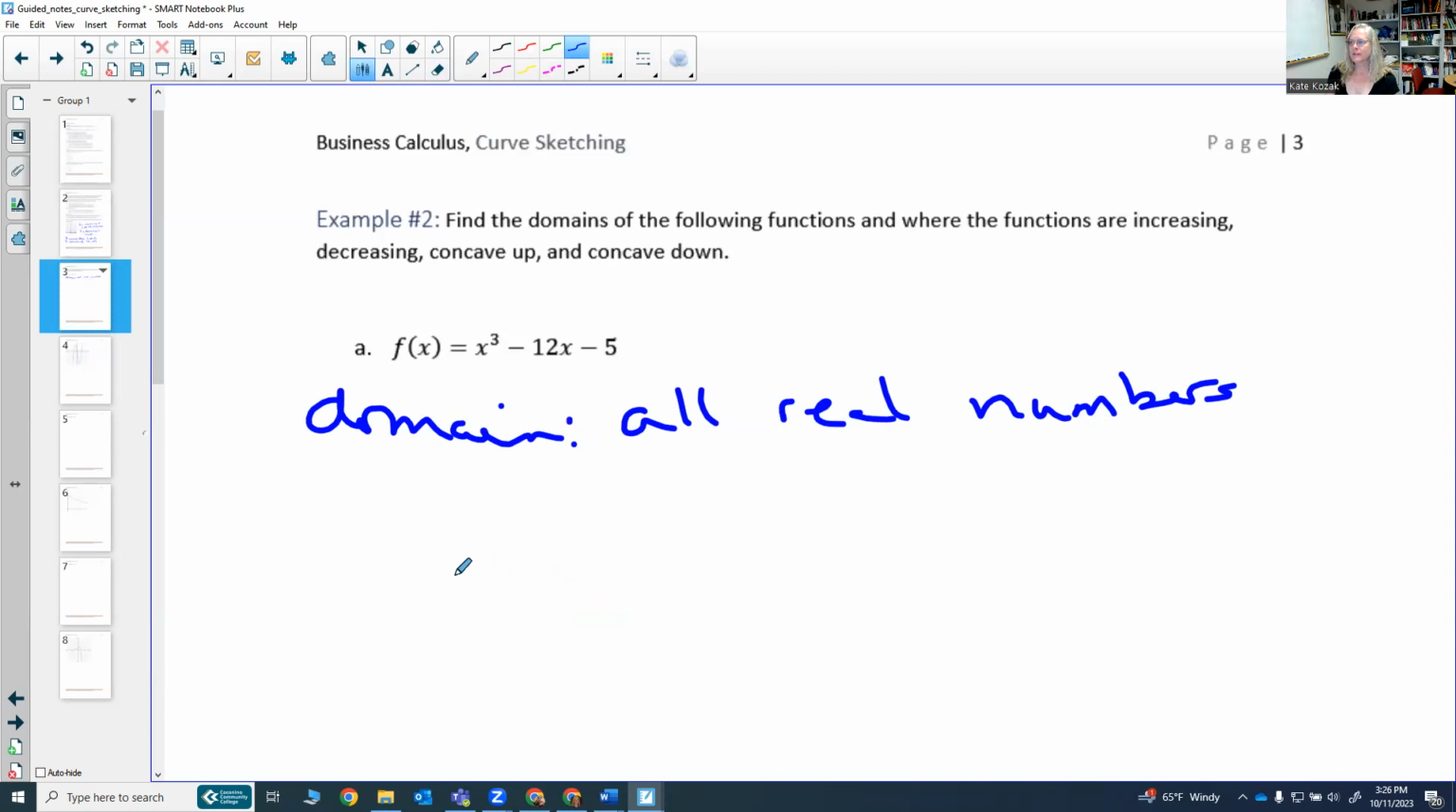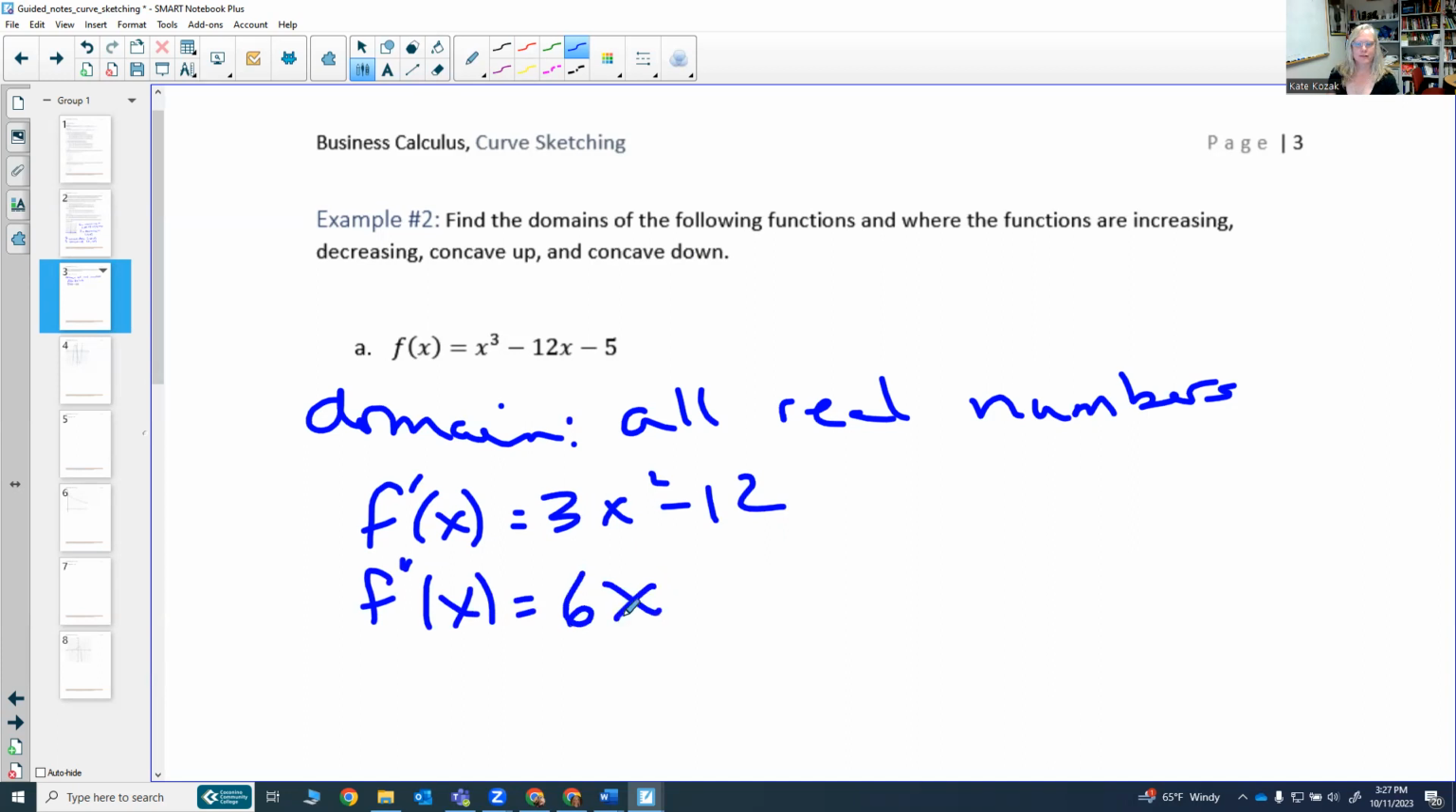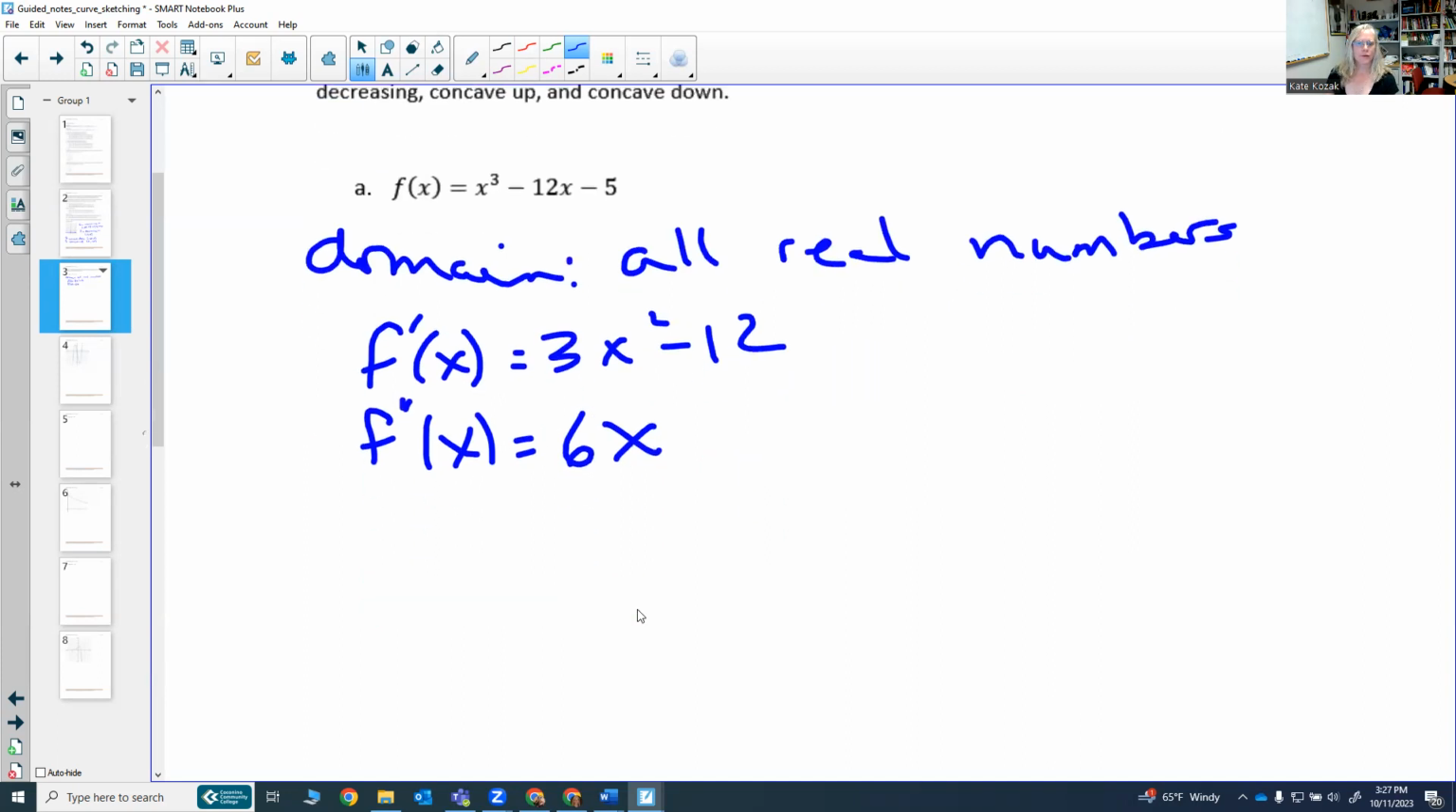To find where it's increasing, decreasing, and concavity, find the first and second derivatives. So f prime of x is equal to 3x squared minus 12, and f double prime of x is equal to 6x. Now set both of these equal to 0.